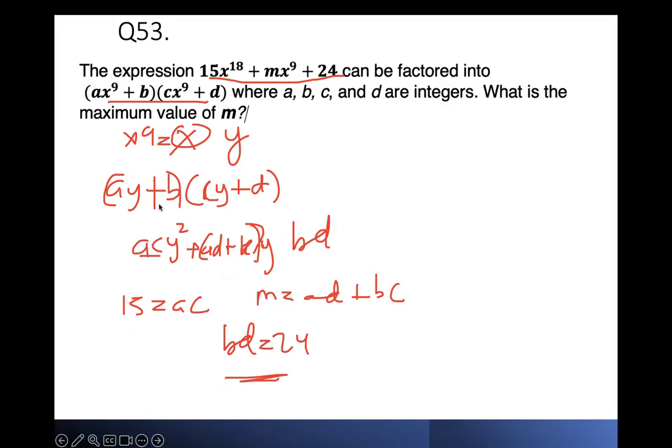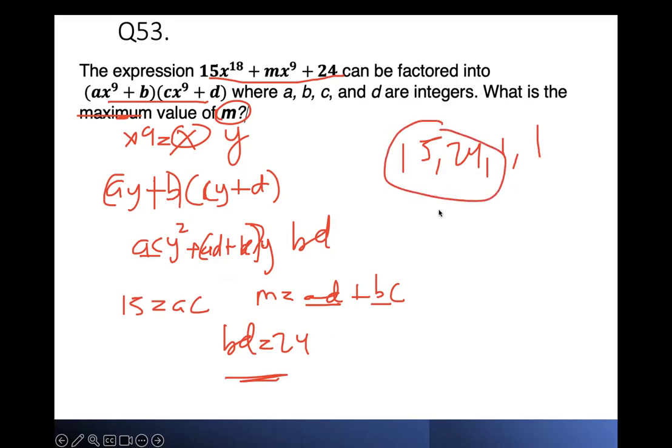That means if you have to calculate M, look at M. M is what? AD and BC. All the variables are there. If you know A, C, BD, you can still use them to find M. So they are there. AD plus BC. But how can you get the maximum value? That means our roots, the numbers we need are 15, 24, 1, or something like that. There are so many of them. But to get the maximum, you've got to combine the biggest numbers all together.